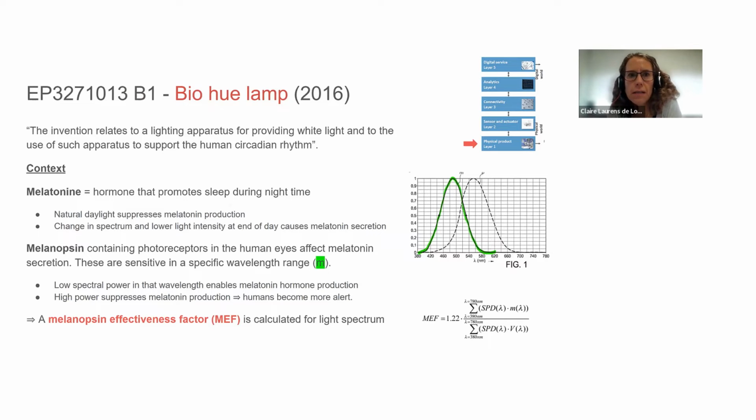So in part 2, we will discuss several patents that Branimir and myself found on this use case of bioadaptive lighting. The first one is the Bio-U lamp, which relates to a lighting apparatus. So it's layer 1 of the digital world.